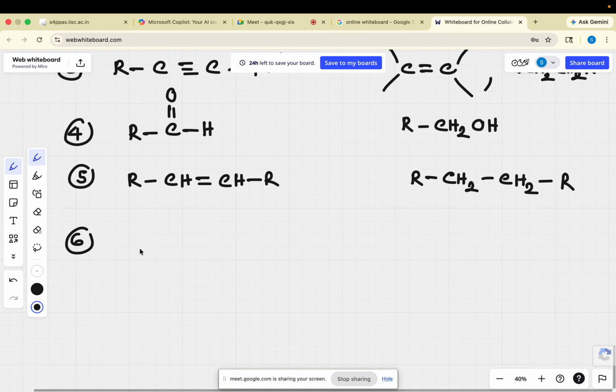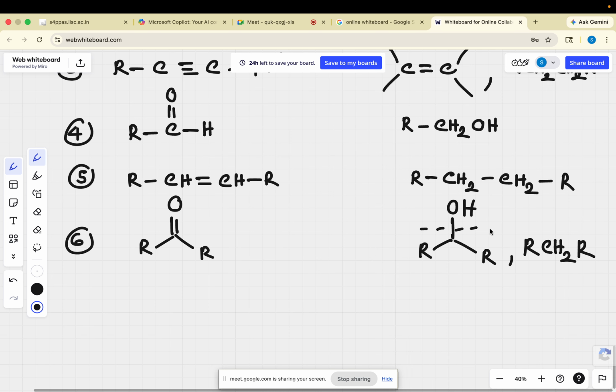And suppose number 6, you have this kind of ketone. If I do reduction of ketone, I will get secondary alcohol, and if you do further hydrogenation, you will get water plus this alkane. Add one hydrogen this side, so you will get alkane plus water. Fine.